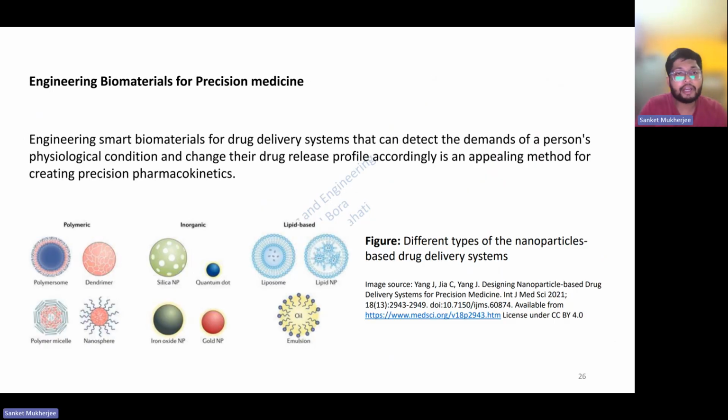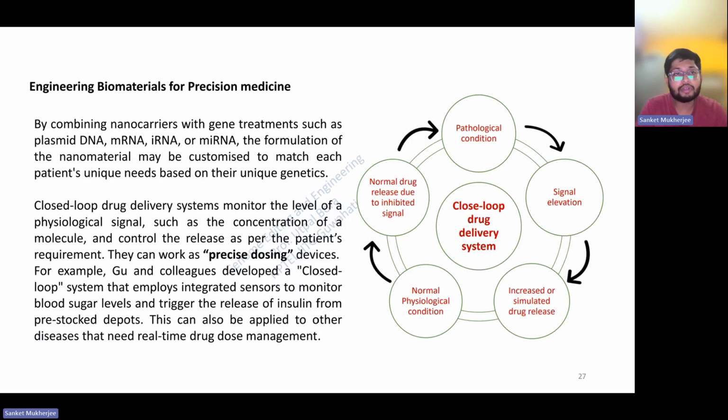So engineering smart biomaterials for drug delivery system that can detect the demands of a person's physiological condition and change their drug release profile accordingly is an appealing method for creating precision pharmacokinetics. Similarly, we can engineer biomaterials by having carriers with gene treatments such as plasmid DNA, mRNA, interfering RNA or microRNAs. The formulation of the nanomaterial may be customized to match each patient's unique needs based on their unique genetics.